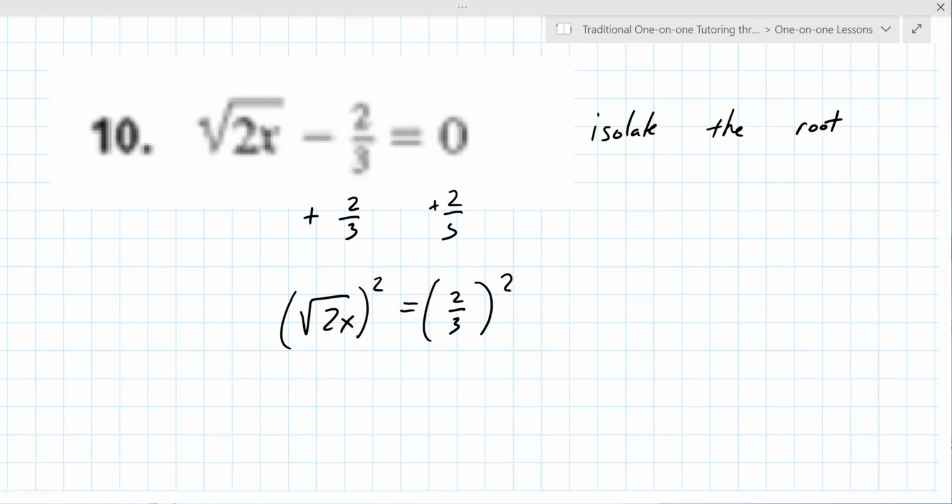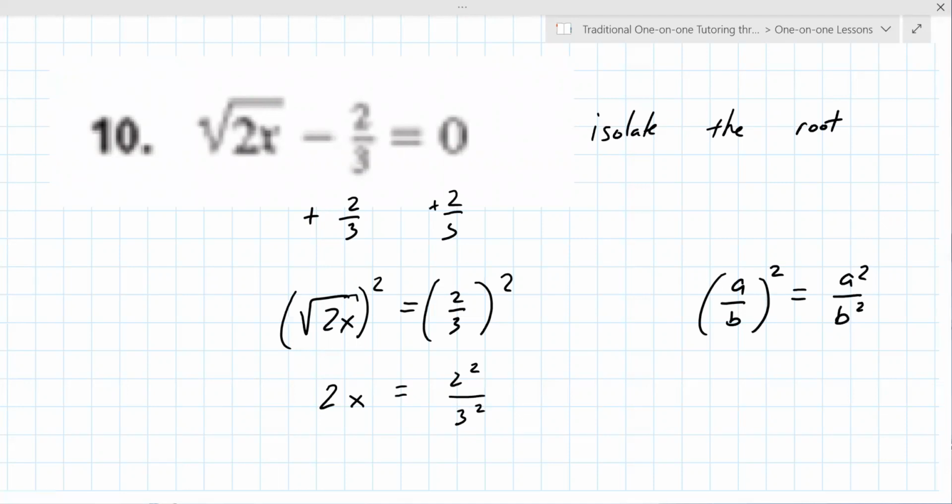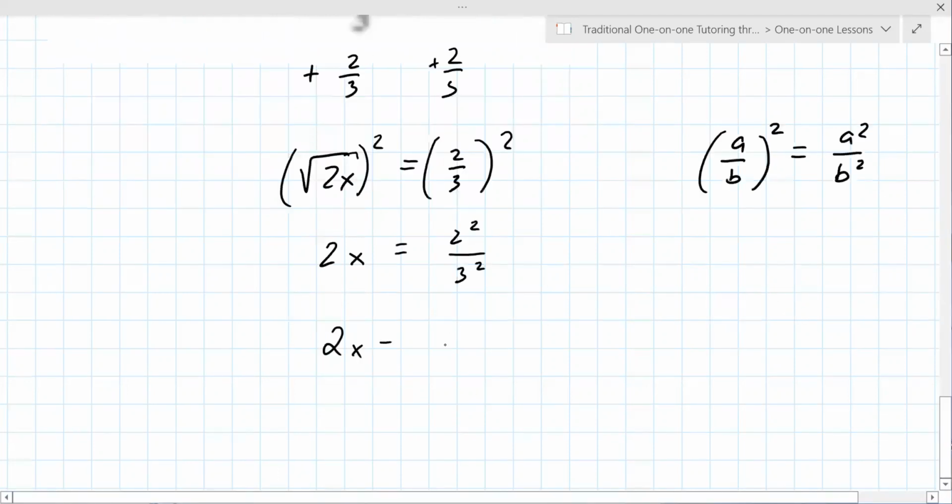On the left, it undoes the square root, so it becomes 2x. On the right, whenever you have an exponent on a top and a bottom, you apply it to the top and the bottom. So this is 2 squared over 3 squared. So then you square each individual one, right? Yes. You square each of the numbers, and that's always the case with a fraction. So it becomes 4 over 9. But we're not quite done.